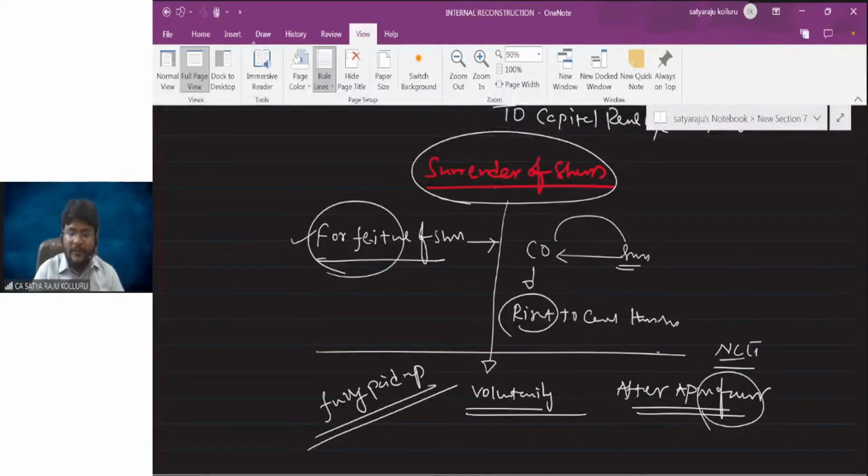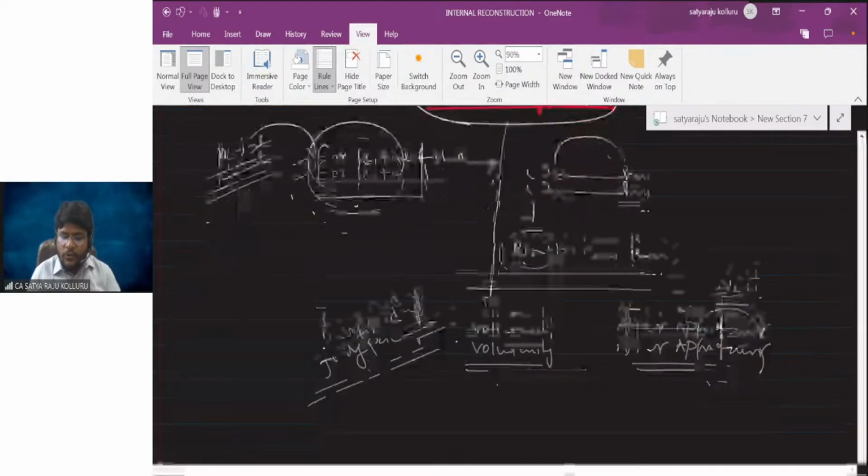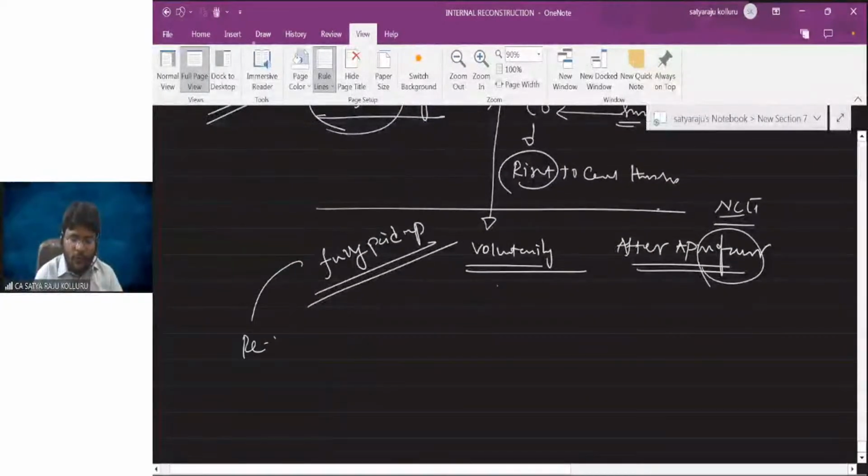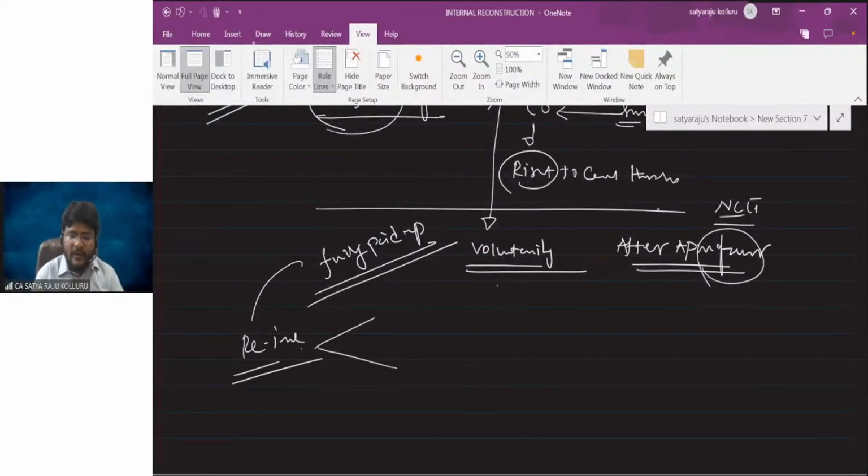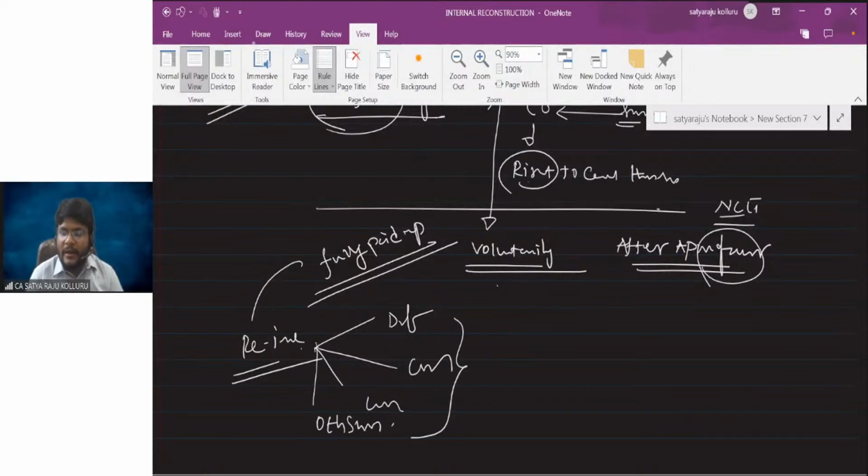In case of forfeiture of the shares, after forfeiting, you may go for reissue to the general public. In case of surrender of shares also, after such shares were surrendered by the shareholder, you can go for reissue of the share surrender. To whom may you reissue it? Either to debenture holders, creditors, loan providers, or other shareholders. Anything may happen depending upon the requirement in the process of internal reconstruction.